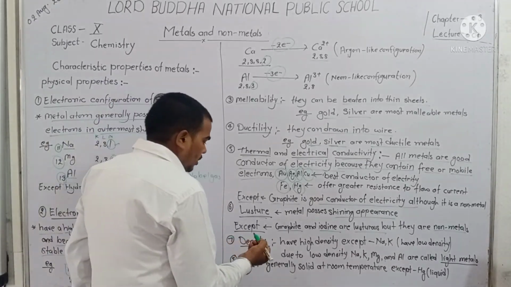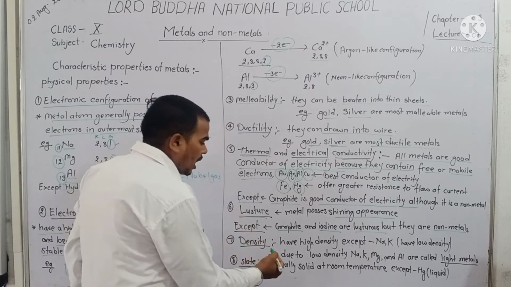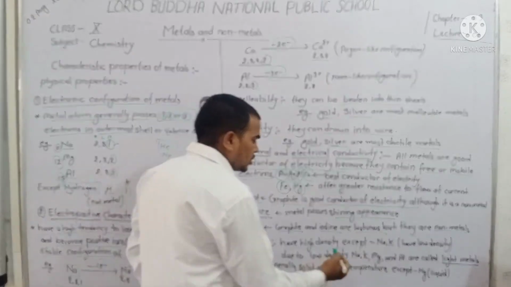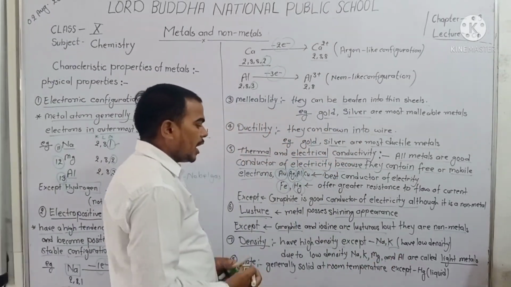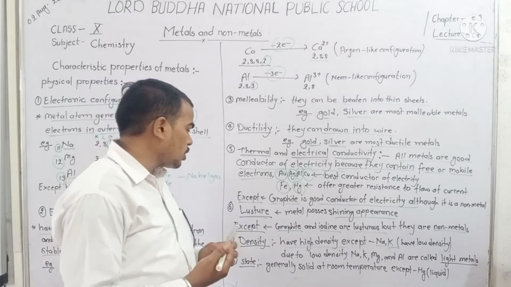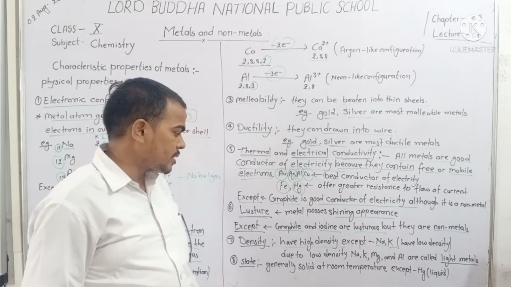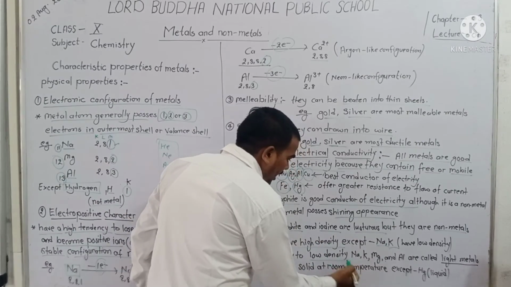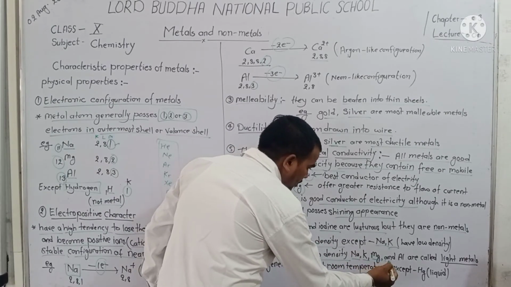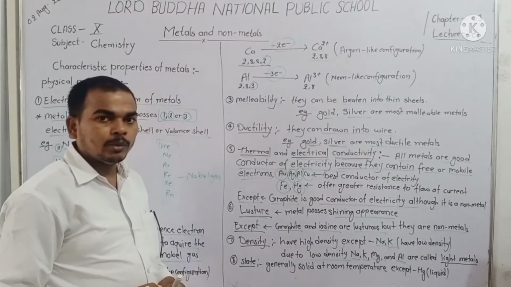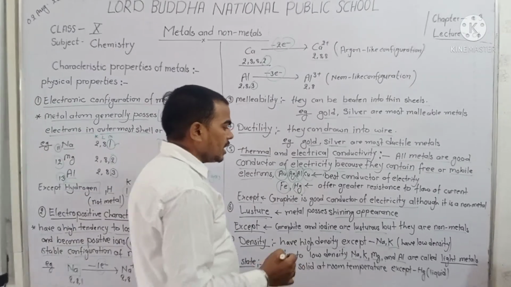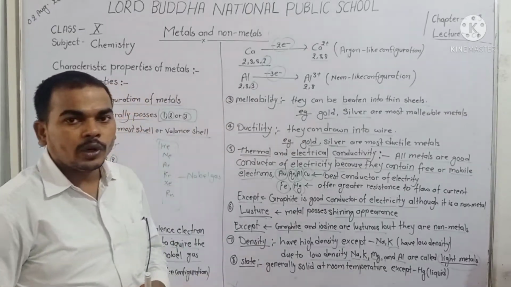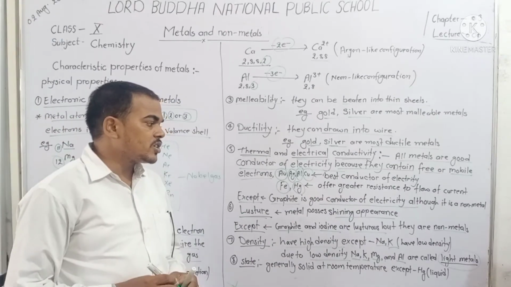Now discuss density. Mostly metals have high density. Most metals have high density, but some metals like sodium and potassium have low density, which is an exception of metals. Dear student, the metals which have low density, like sodium, potassium, magnesium, and aluminium, are known as light metals.